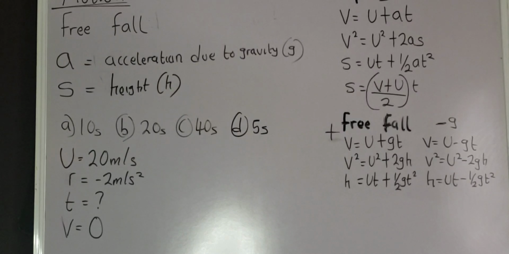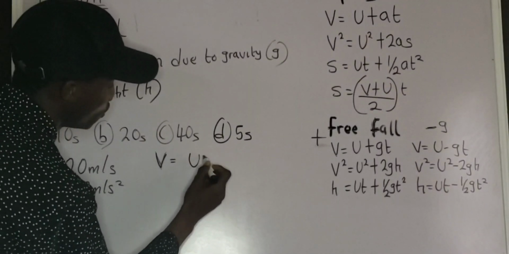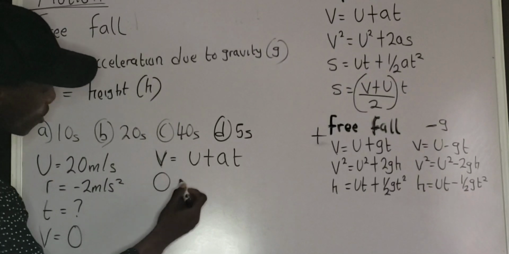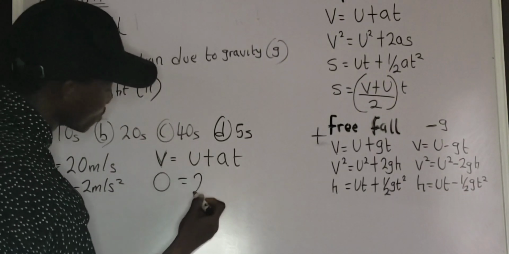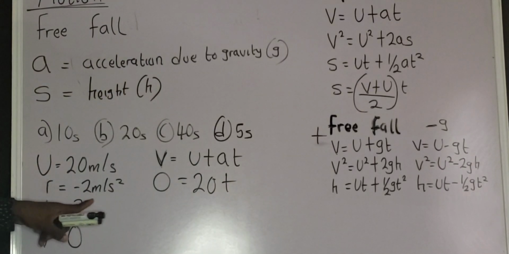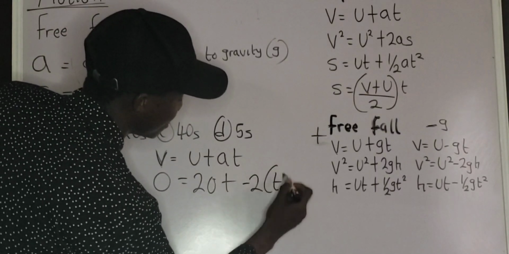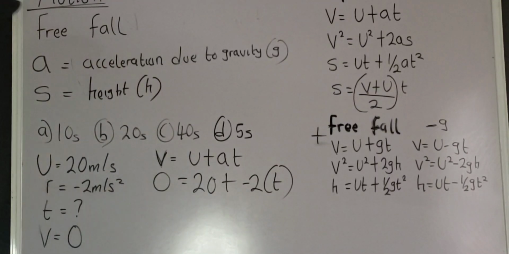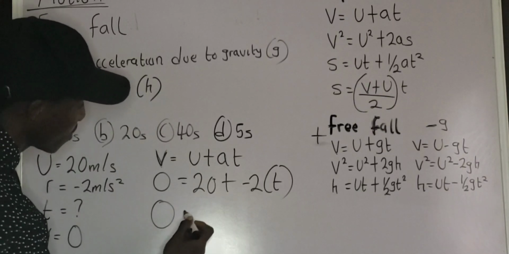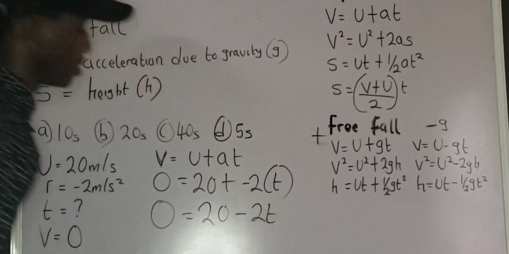Okay? So let's start. Let's plug in our values. We're going to have v is equal to u plus at. Okay? So v is what? 0. That means I'm going to have 0 is equal to u, and u is 20, plus a. A is what? Retardation, and the retardation is negative acceleration, which is minus 2 meters per second squared. So I'm going to have minus 2 into bracket t. Do you understand how I got here? Okay, let's proceed. So for this, I'm going to have 0 is equal to 20 minus 2t. Do you understand?